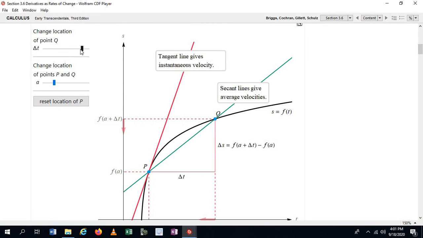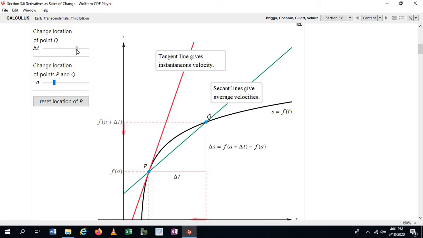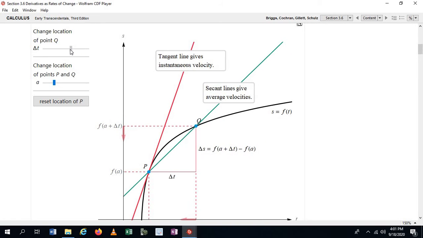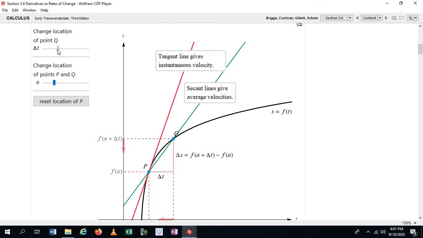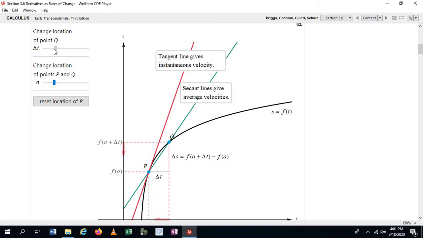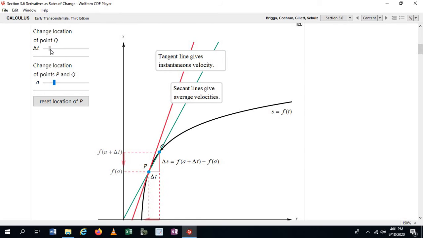And you can see this. As delta t is heading towards 0, you can see that the secant lines are beginning to approach the tangent line. Right? In fact, the slopes of these secant lines are approaching the slope of that tangent line.